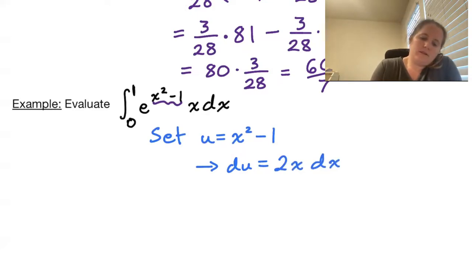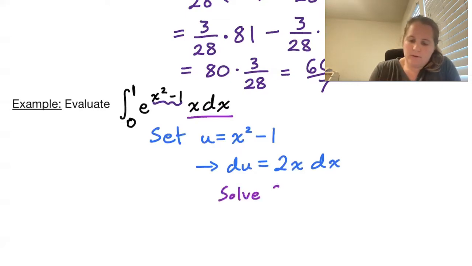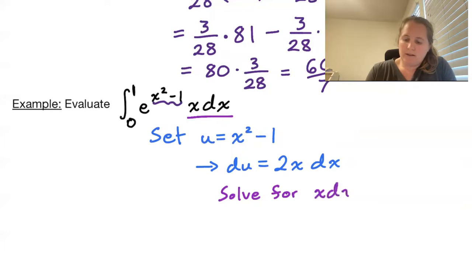Note that we have x dx remaining. So we will solve for x dx, or you can just solve for dx and cancel things out later. But since we do have an x dx, we might as well just solve for that. And so we have that x times dx is just equal to 1/2 du.